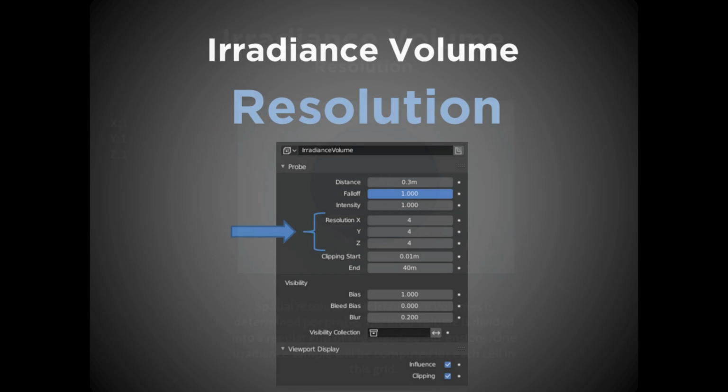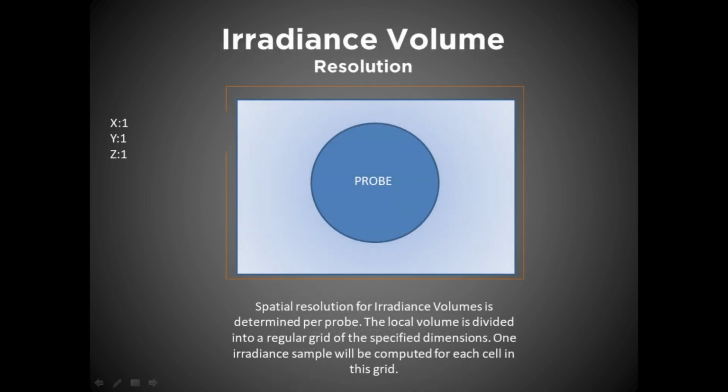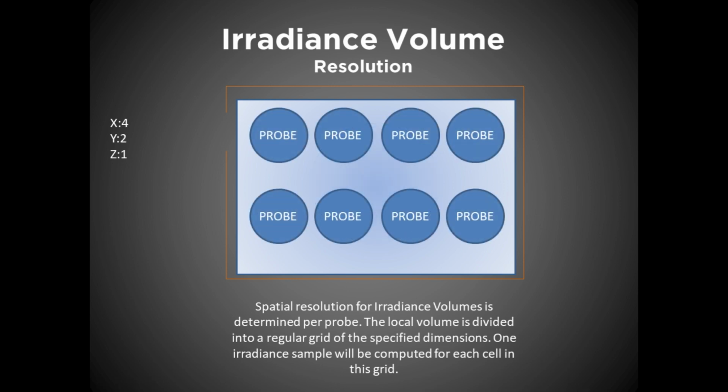So the resolution. Spatial resolution for irradiance volumes is determined per probe. The local volume is divided into a regular grid of the specified dimensions. One irradiance sample will be computed for each cell in this grid. If you add 4 probes in the x-axis and 2 in the y-axis, this is what you will get.